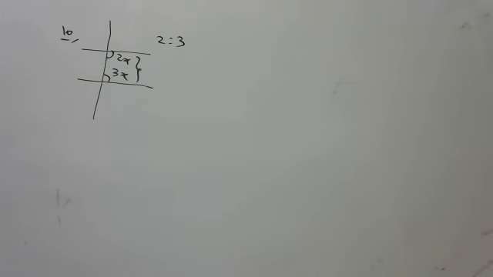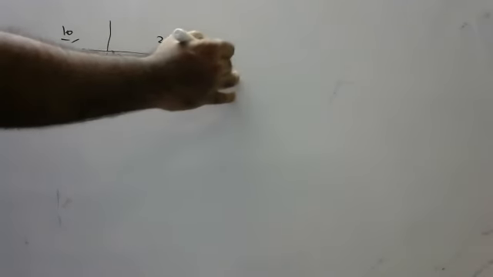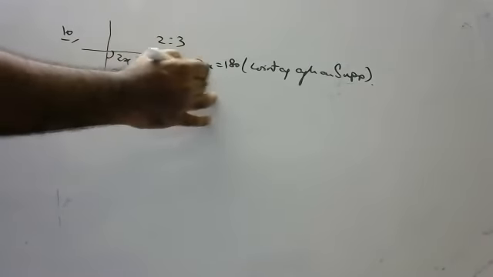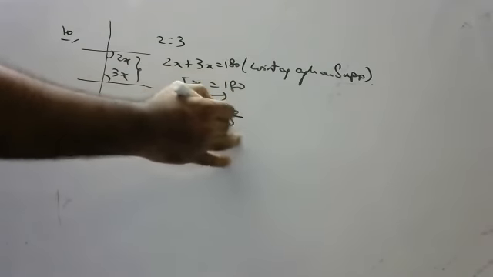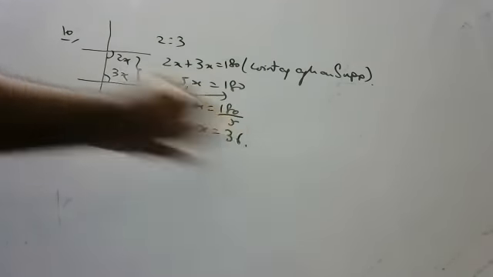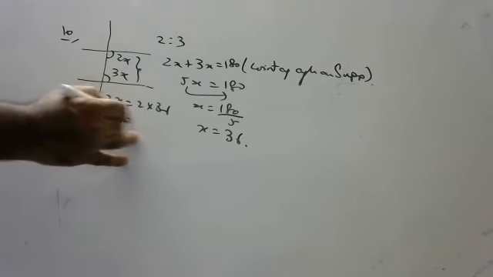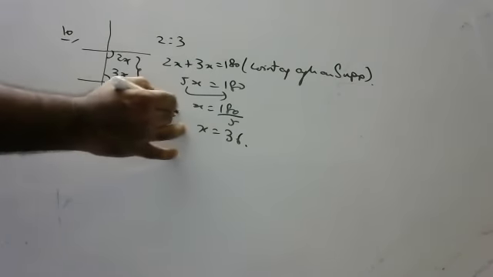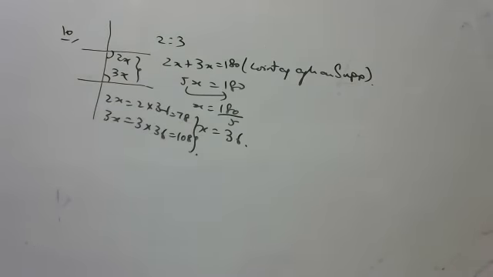Co-interior angles are supplementary. All are sleeping, I think. 5x is equal to 180. x is equal to 180 by 5. x is equal to 36. So 2x means 2 into 36, 3x means 3 into 36. One is 78, one is 108 degrees. Like this.